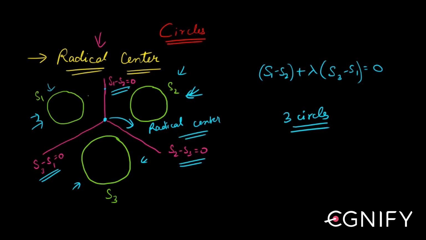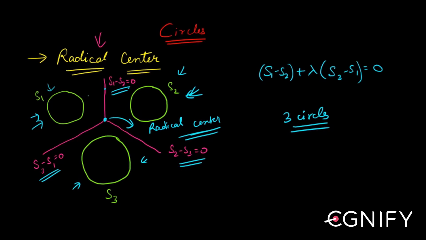So when does radical center make sense? It makes sense only when you have three circles. If you have two circles, do you have a radical center? No, because you just have a radical axis. There's no concept of a center here, right? But here you do have a radical center. And how do you find it?